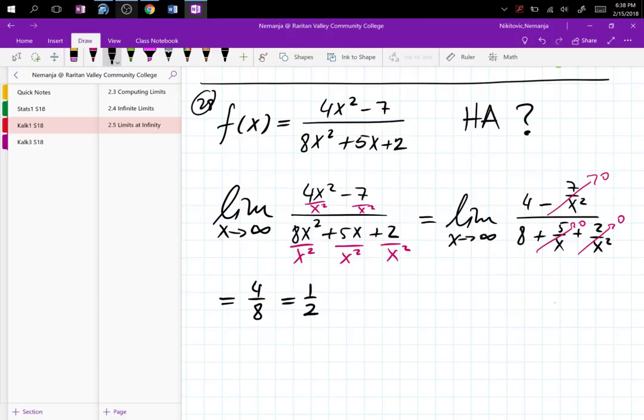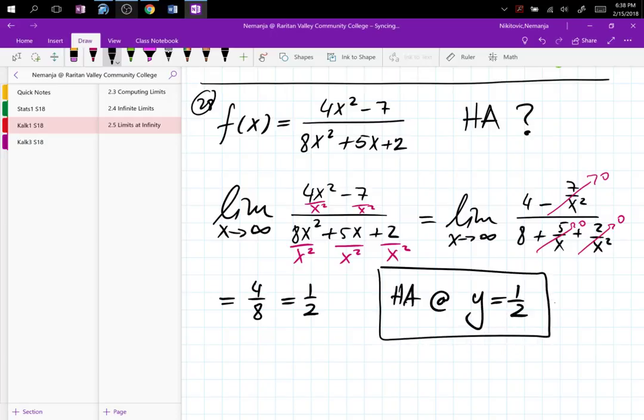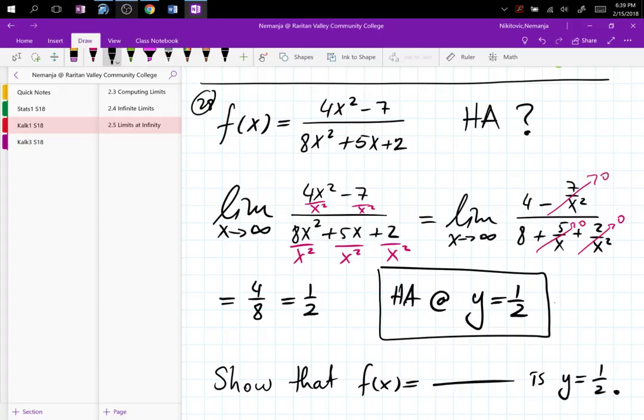So, horizontal asymptote at y equals 1/2. This is the calculus way to show that there is the horizontal asymptote at 1/2. Your homework question or final exam question might state for this problem, show that f of x equals the whole thing has horizontal asymptote y equals 1/2. You see? The answer is given to you, so it's completely pointless.